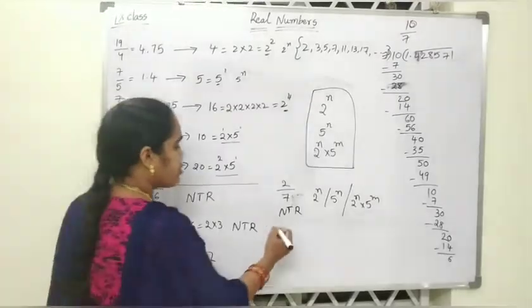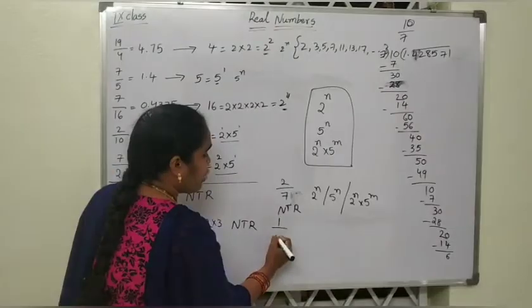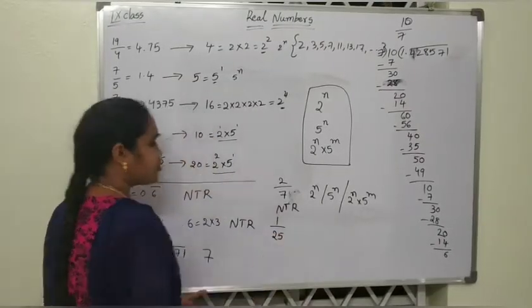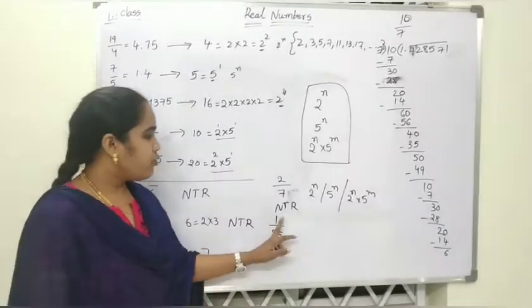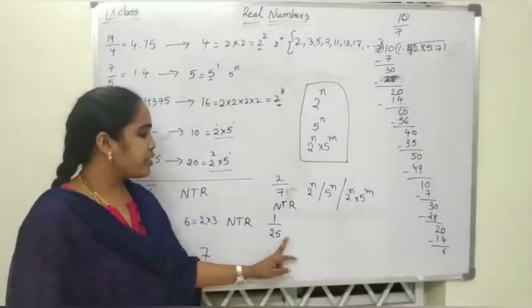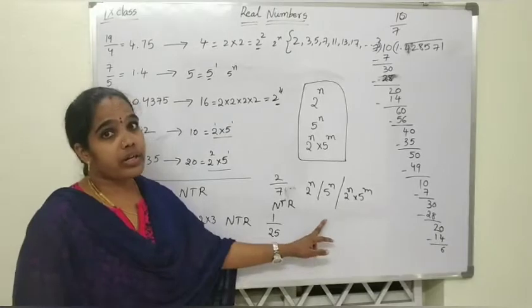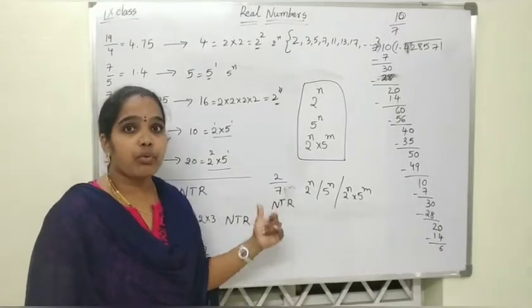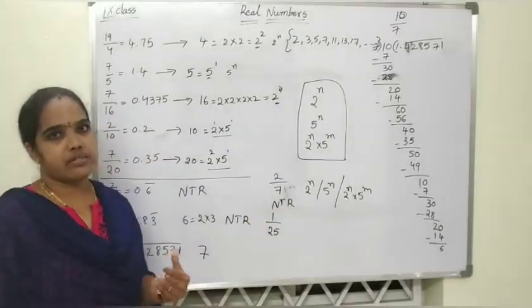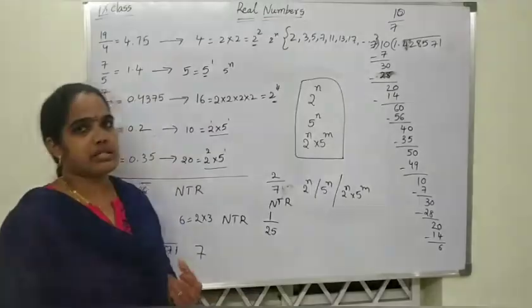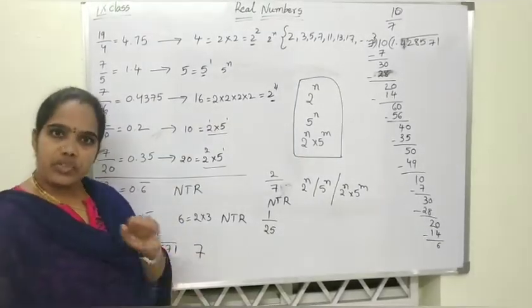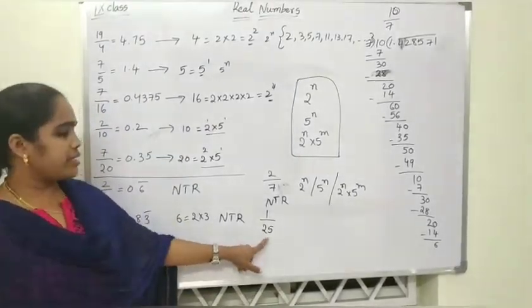One more. Suppose I am giving 1 by 25. I am asking the question: is 1 by 25 terminating or non-terminating recurring decimal? Which type of decimal is this? 1 by 25. Without division we can say it. What is it?